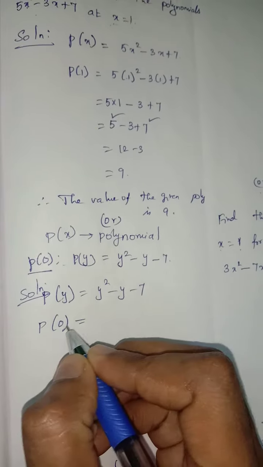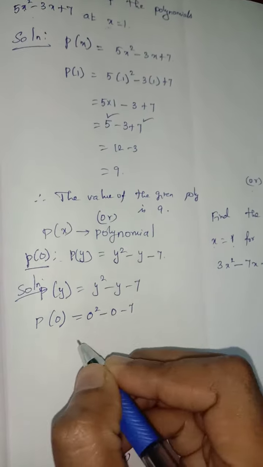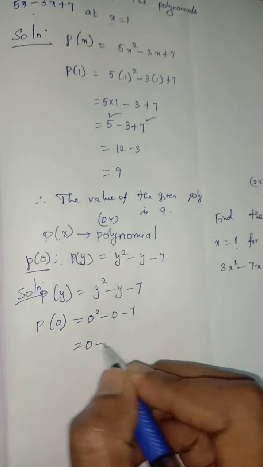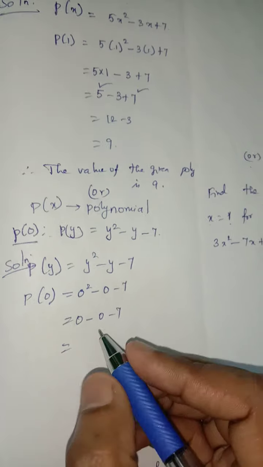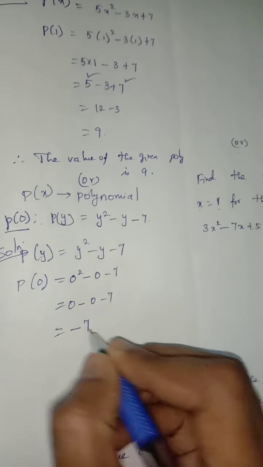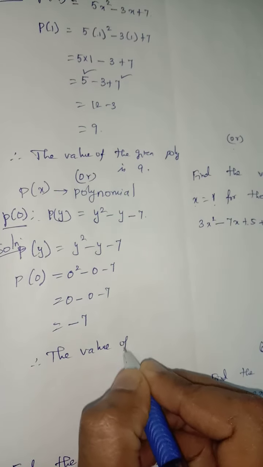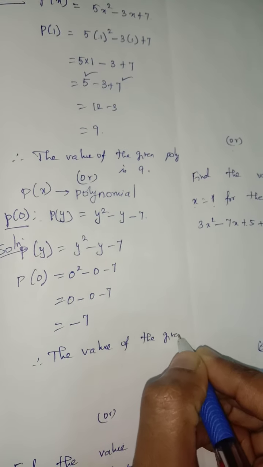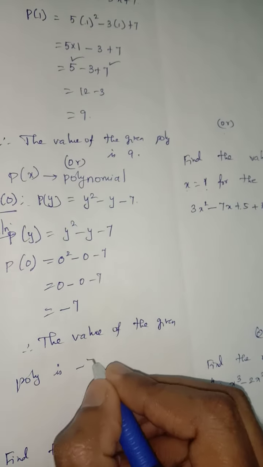We want to substitute 0, which means 0 square minus 0 minus 7. 0 square is 0 minus 0 minus 7. 0 means nothing. So leave it off, the answer is minus 7. Therefore, the value of the given polynomial is minus 7.